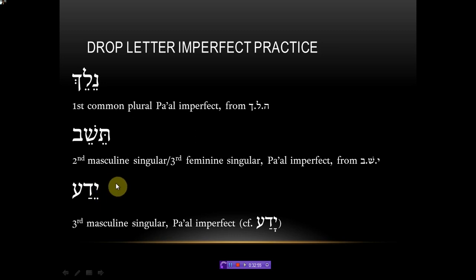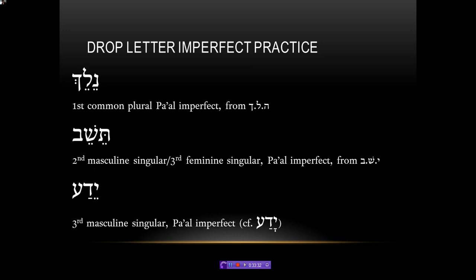So you might ask the question, well, how do I tell the difference between yeda, which is a third masculine singular imperfect, and in which the yod has dropped off, from the third masculine singular of the perfect, which I've put down here, yada? How do you tell? Well, this is where you have to look at the vowels very carefully. The only difference is in the first vowel, right? The komets or the tsere. That's the only difference, because again, the prefix yod is the same as the first letter of the root yod.